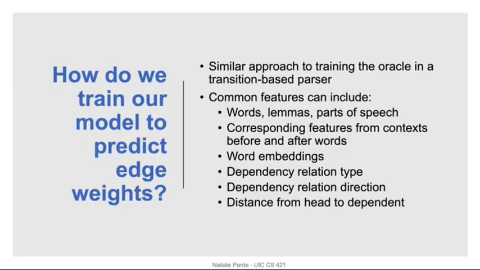Overall, graph-based dependency parsing is a simple way to create dependency trees for inputs, and it can handle long-range dependencies more effectively than transition-based parsing. To train supervised machine learning models to predict edge weights, researchers have experimented with a variety of features, including words, lemmas, and part-of-speech tags, previous and next content words, word embeddings, and different characteristics of the dependency relations themselves.